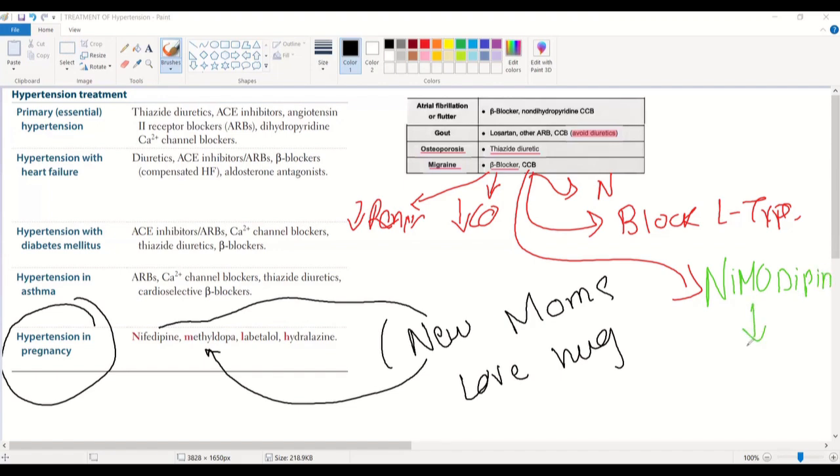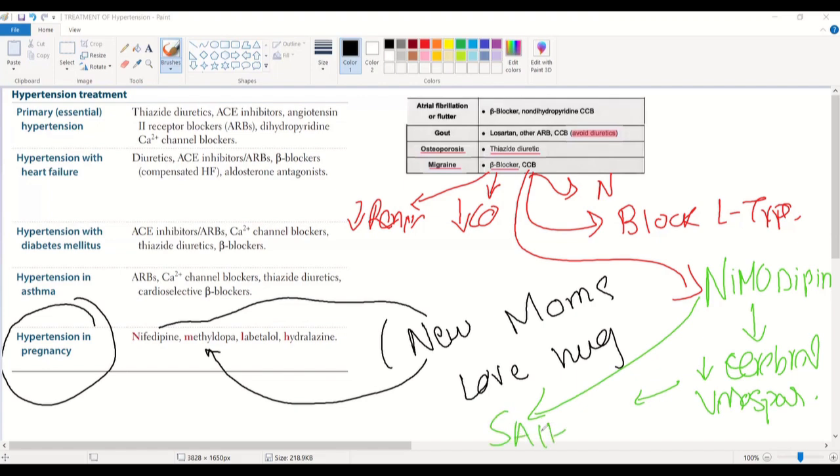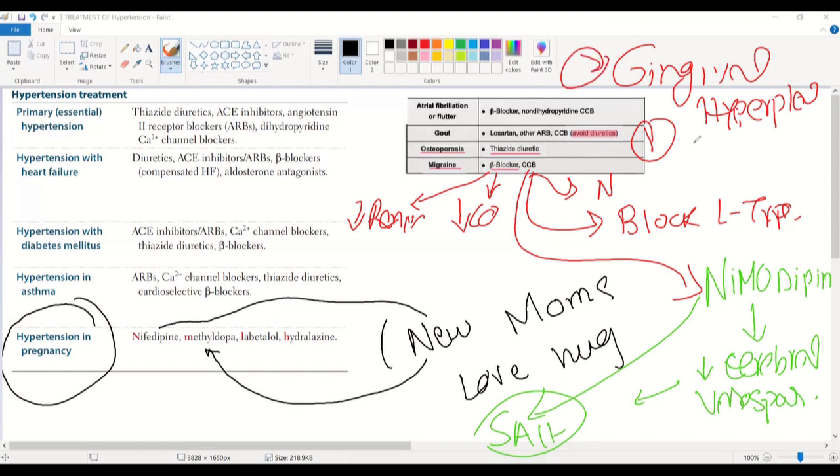It prevents cerebral vasospasm. So that's why it is used in subarachnoid hemorrhage, right? Okay, can anybody tell me the side effects? Sometimes they give you the side effect of the drug and want to ask about the mechanism of that drug. The side effects of calcium channel blockers are gingival hyperplasia, peripheral edema, constipation and flushing, right? Yes.